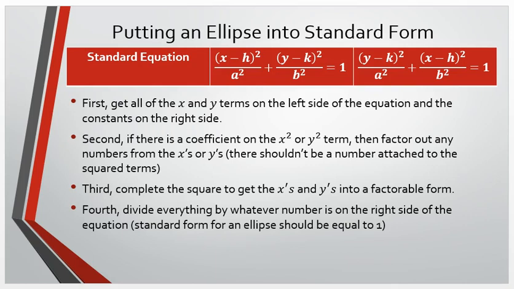You might have to do some reducing of fractions or canceling. If there's something like 4 over 8, just make sure you reduce that fraction. But that's basically it for the work.